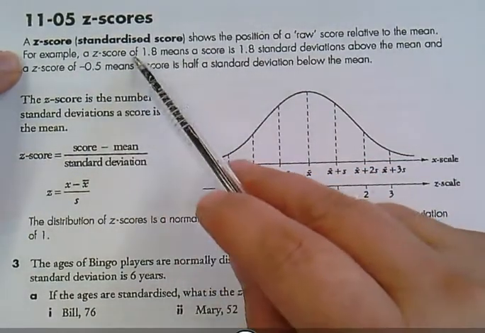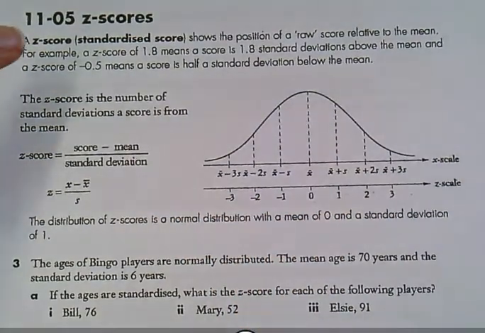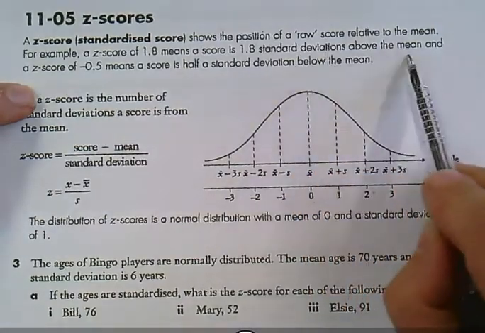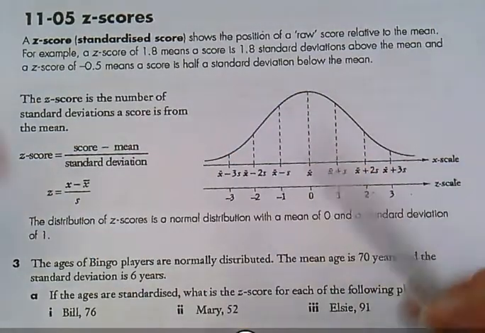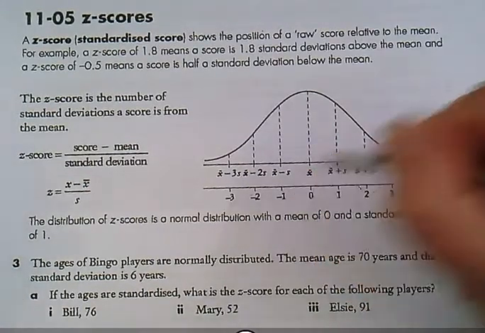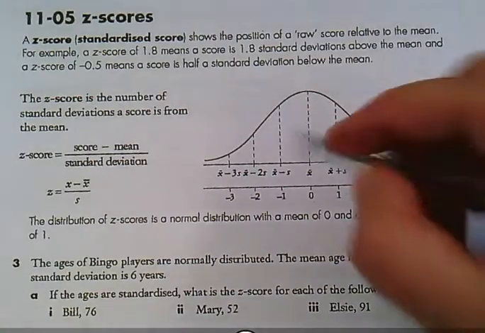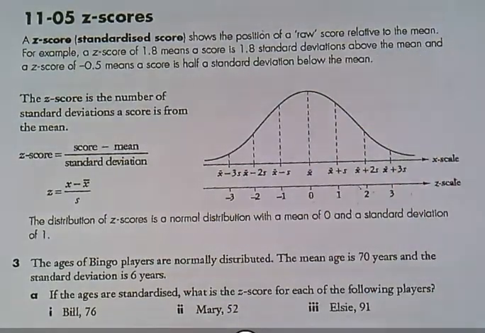So, for example, a Z-score of 1.8 means that your score is 1.8 standard deviations above the mean. So that might be here, 1.8. And a Z-score of negative 0.5 means that your score is half a standard deviation below the mean. So positive Z-scores, your value is bigger than the mean. Negative Z-scores, your value is less than the mean.